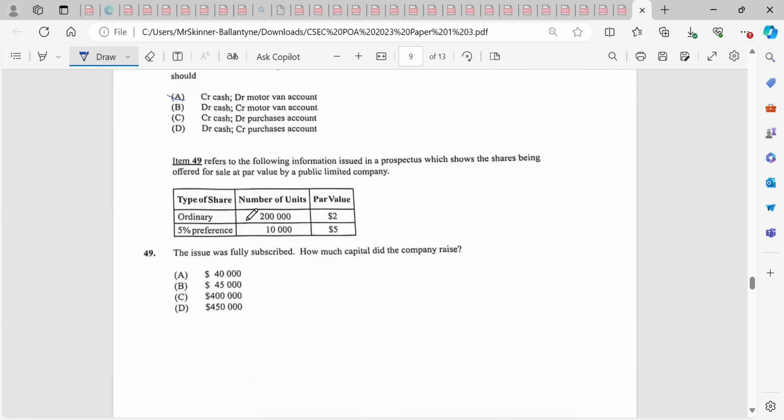49 refers to the following information issued in a prospectus. They said the issue was fully subscribed. How much capital did the company raise? So they want to know how much money you'll raise by selling 200,000 ordinary shares at $2 each and 10,000 preference shares at $5 each. 200,000 by 2 is $400,000. 10,000 by $5 is 50,000. 400,000 plus 50,000, D, 450,000.